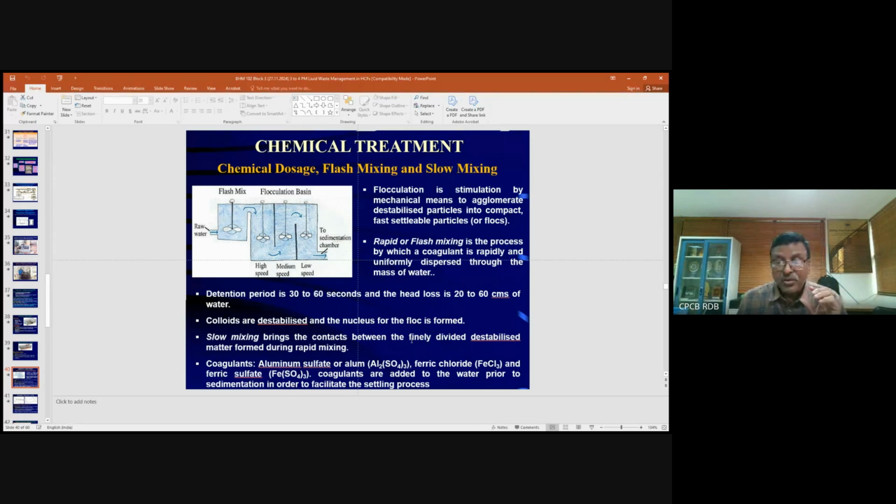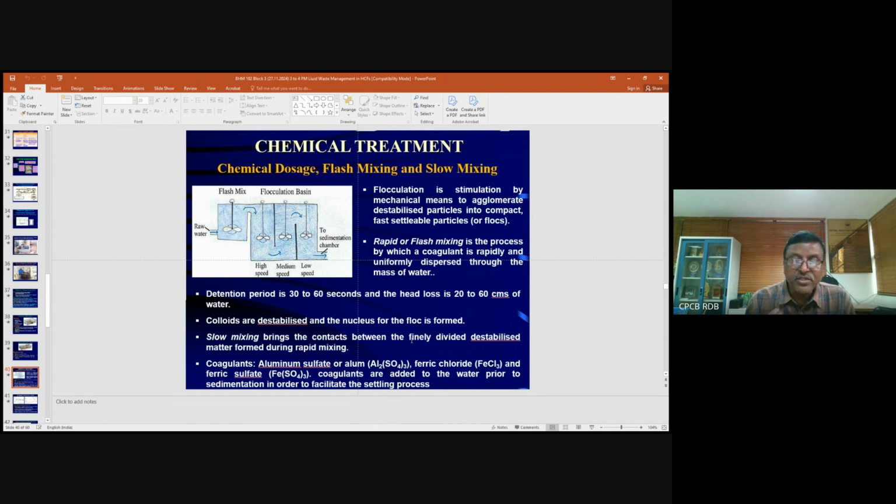Then when you go for slow mixing, all the flocs are formed. It means the size of the particles will become larger, because when they join together because of the chemical action and slow mixing, they come closer and closer and become one big particle. That means the size and weight of the particle become enough to settle on its own. Otherwise, they will remain in suspension. Therefore, we use various coagulants. These coagulants help in the formation of flocs in order to increase the size of the particulates, such that they can settle on their own specific gravity.